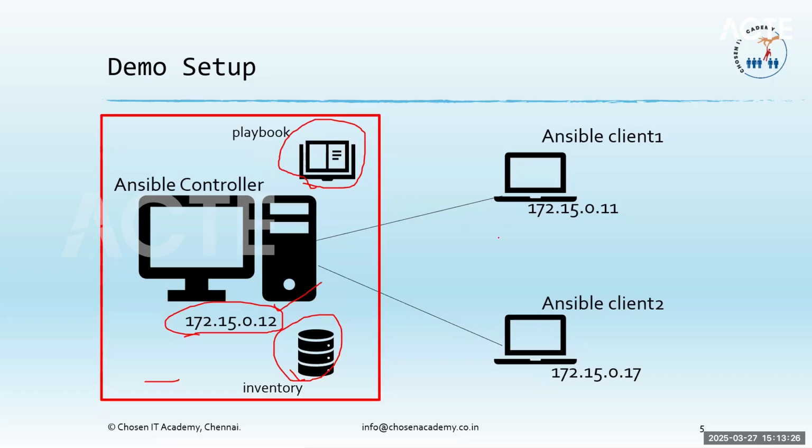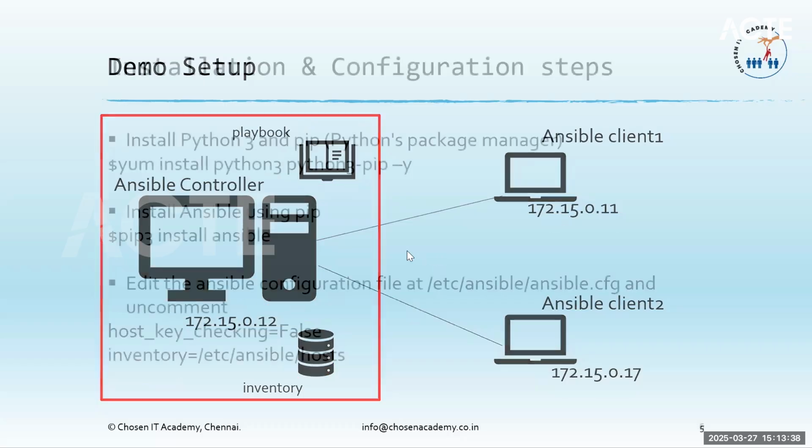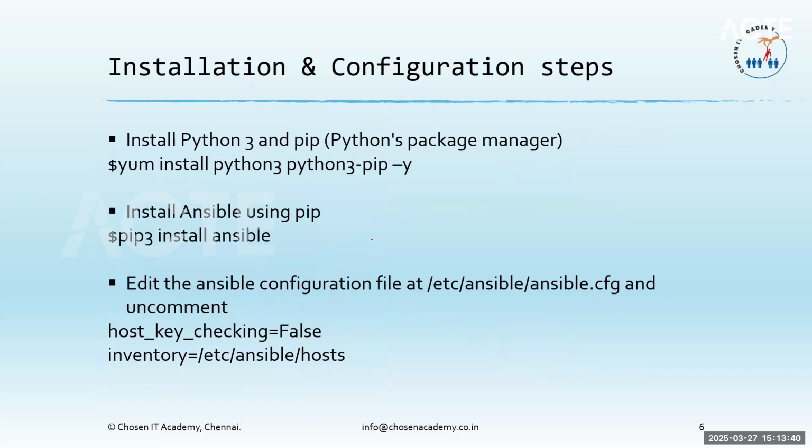Okay, so two clients are here. One is 172.15.0.11. The other one is 172.15.0.17. So three systems. Now we'll see how to install and configure.